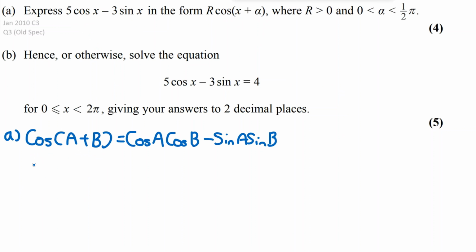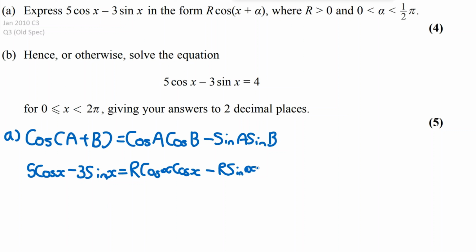So therefore we can write 5 cos of x minus 3 sin of x, and this is equal to r cos of x plus alpha, which we can write as r and then cos a, so cos x, and then cos b, so cos alpha. I'm going to write this the other way around, so it's cos alpha and cos x, and then this is minus r, and then it's going to be sin alpha and sin x, and then you can see the cos x minus sin x here and the cos x minus sin x here.